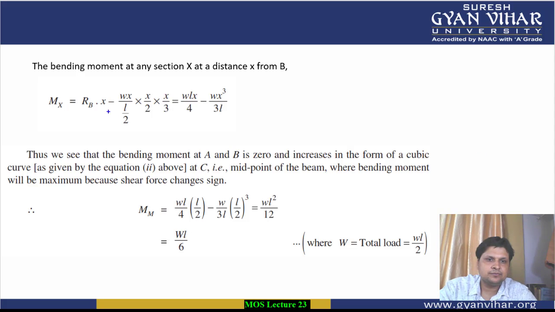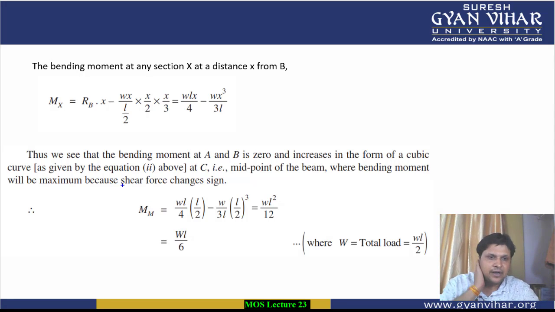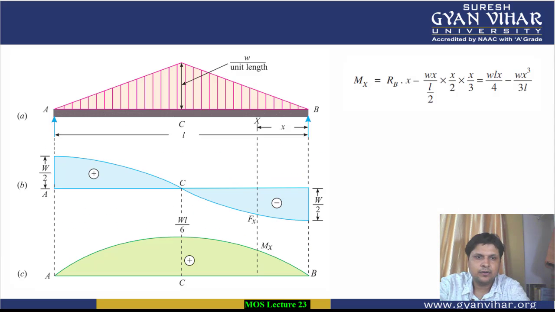And finally, for the UVL, if you have to find the bending moment at point C, that is the midpoint of the beam, we can see that the bending moment will be maximum because here the force changes sign at this point. So how will we calculate it? First of all, let's see what the bending moment diagram is for this question. So this is the bending moment diagram, students.